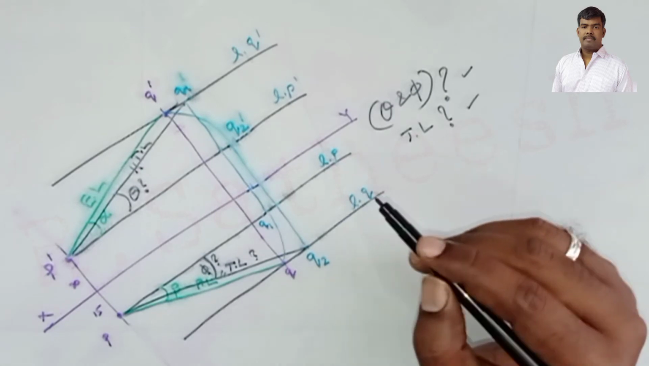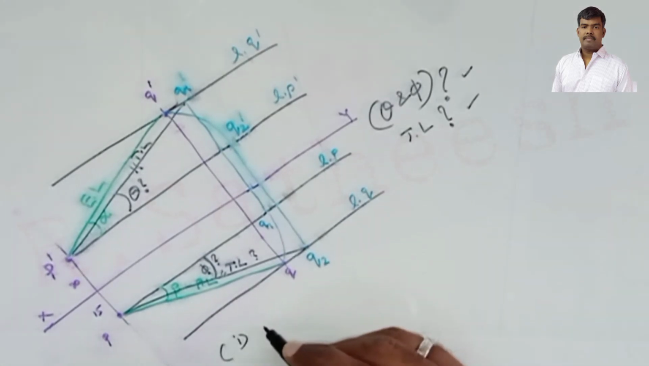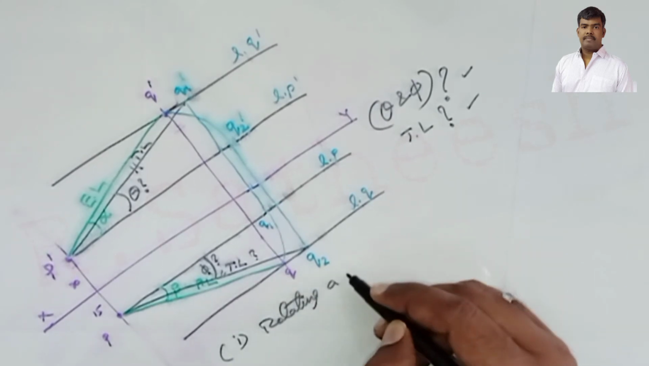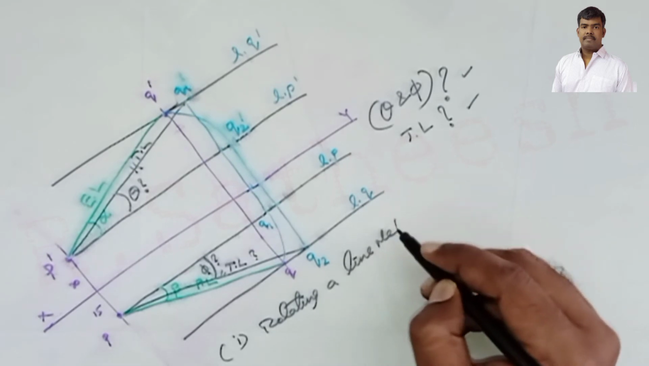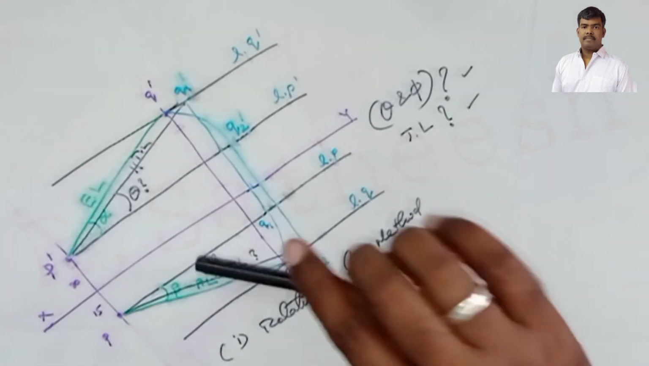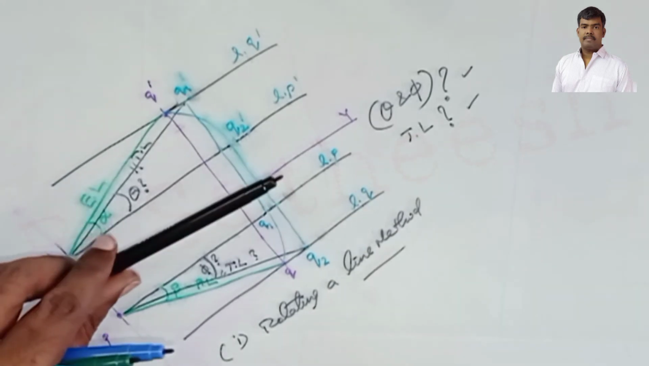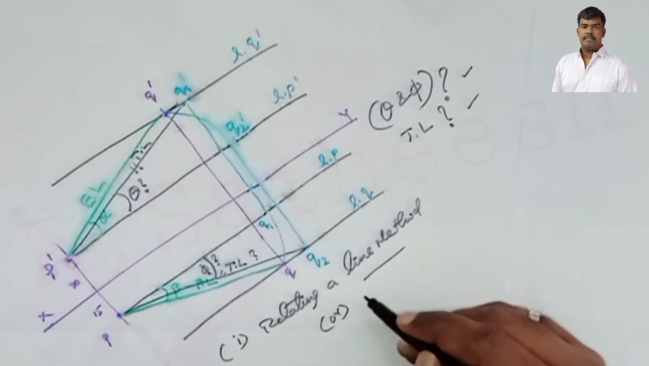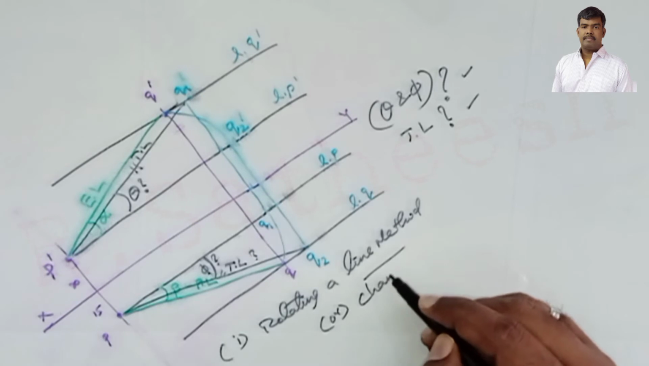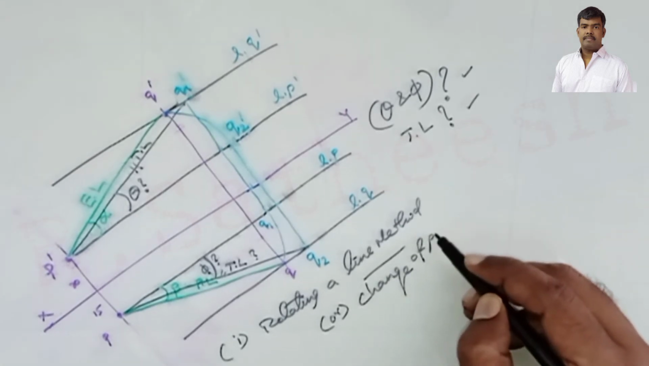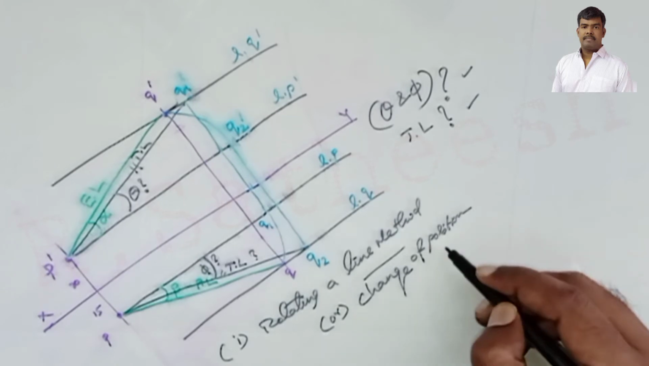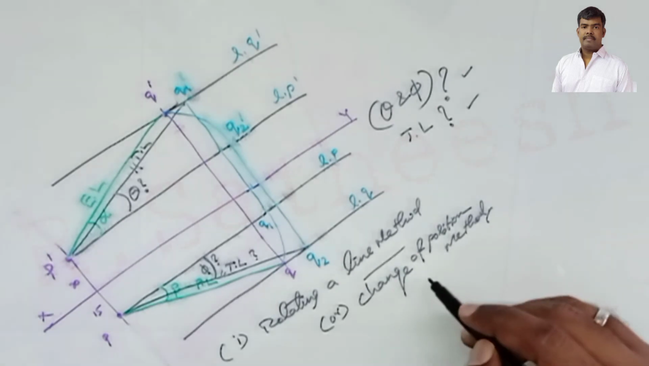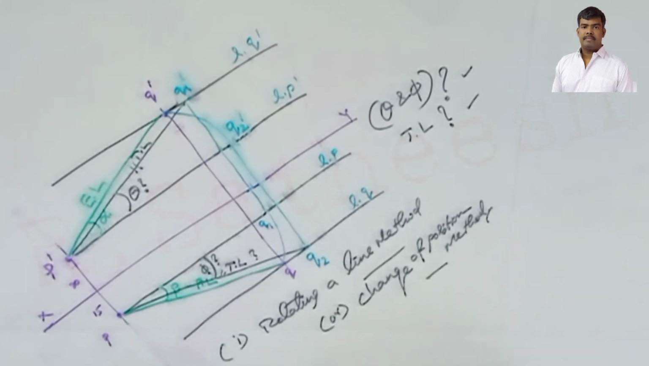Clear? But now this is case 1. So it is nothing but the rotating a line method, because the line rotates from here to here, or from here to here, so the position changes. So the rotating a line method is also called the change of position method. Both are the same. So it is case 1.